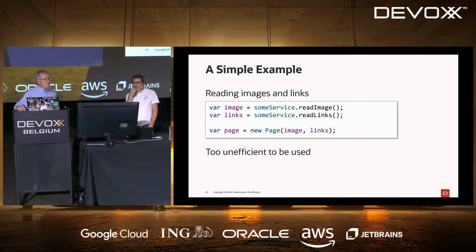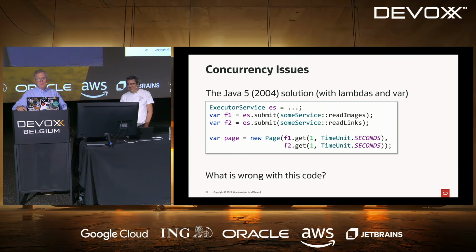And we're going to take a small example. First, I have some service that is making queries on the network, maybe the internet or something else. I don't care, by the way. First, you are going to read images, and then read links. And you want to build a page with the images and the links. And we all know that this code is buggy, to say the least, and very inefficient, obviously.